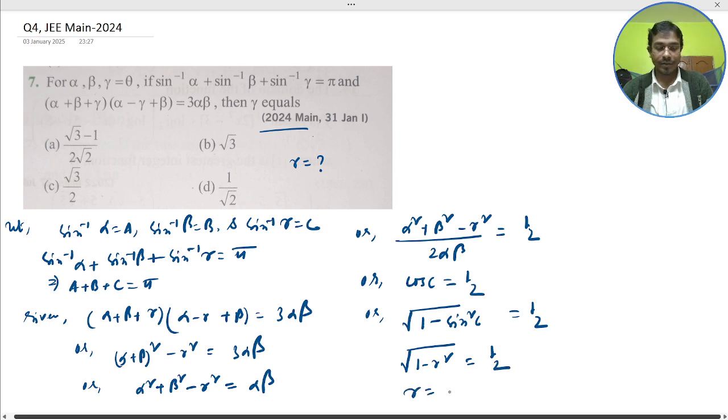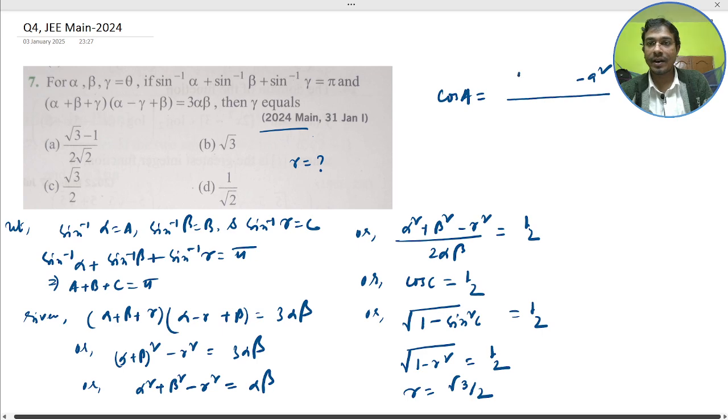so gamma would be root 3 by 2, and the formula here applies: cos A is equal to minus A square, and here the others, B square plus C square by 2BC. This formula we have applied. So root 3 by 2 would be our answer, C, root 3 by 2.